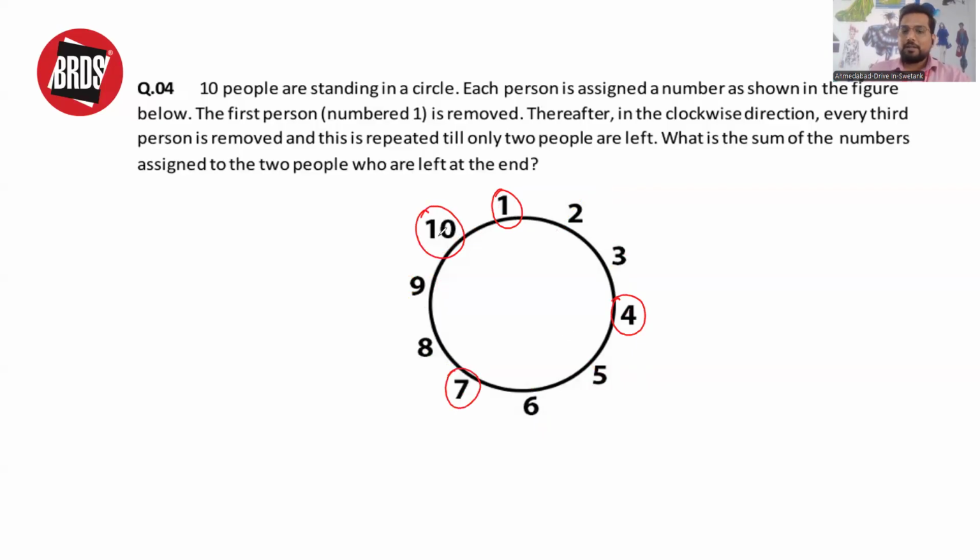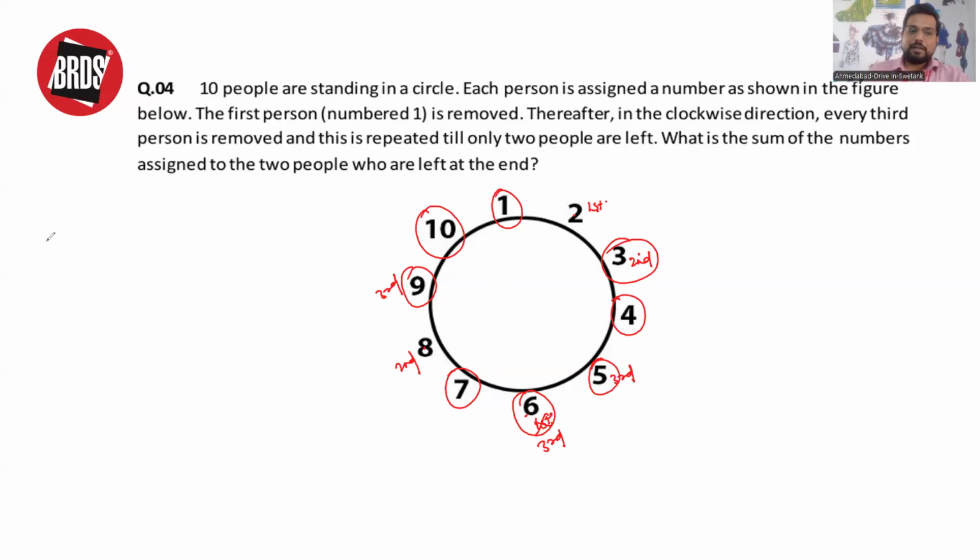But after this one, this is the first, second, and the third. So this would be removed. Then first, second, and third. This would be removed. And after that one, first, second, third. This would be removed. This would now become the third one. And after that one, first, second, and third, this would be removed.